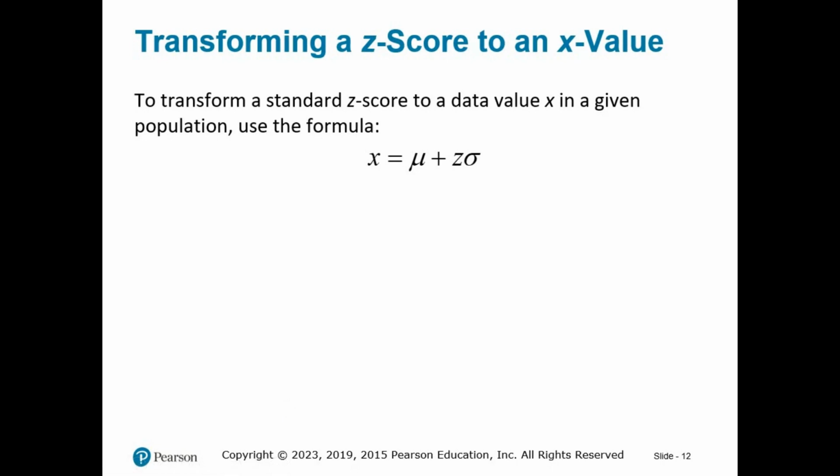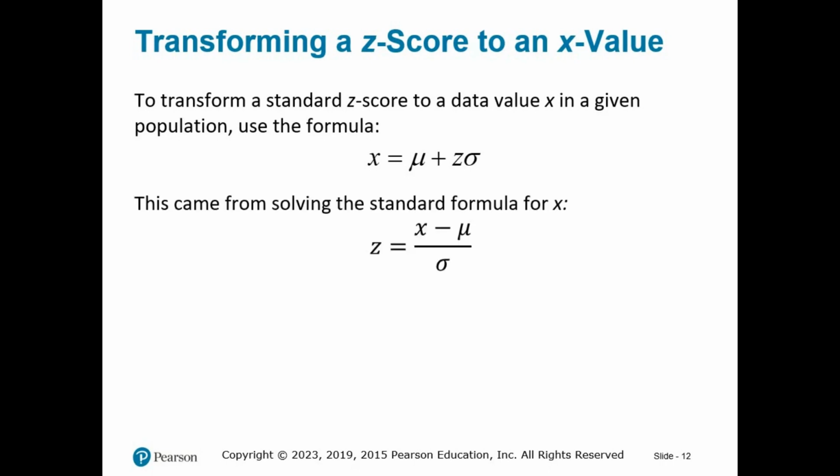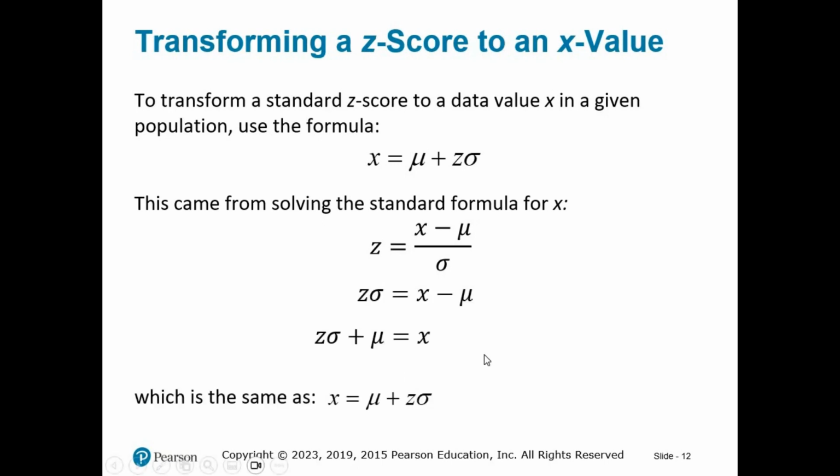To transform a standard z-score to a data value x in a given population, use the formula x equals mu plus z times sigma, or translated, x value equals the mean plus the z-score times the standard deviation. This actually was derived from the standard formula for x. z equals x minus mu divided by sigma, or z-score equals x value minus mean divided by standard deviation. When you algebraically solve for x, you end up with this formula, so you're using the same formula. Let's try it out, shall we?